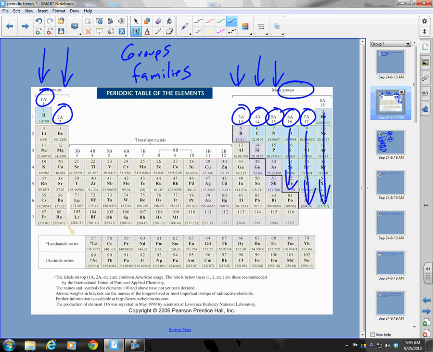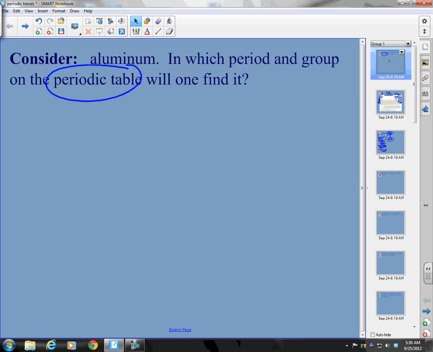Good. And then periods are what we have that go left to right, that go horizontally. These are called periods, right? So we have the second period, the third period, the fourth period, the fifth period, and the sixth period. Got it? And so that's kind of the overall layout of the periodic table. We go to our question now.